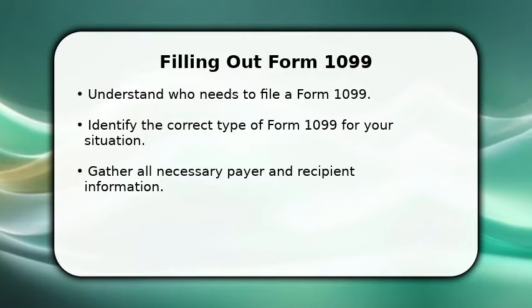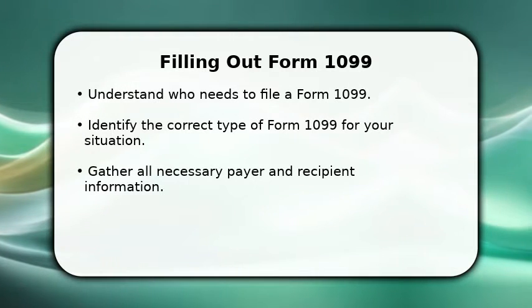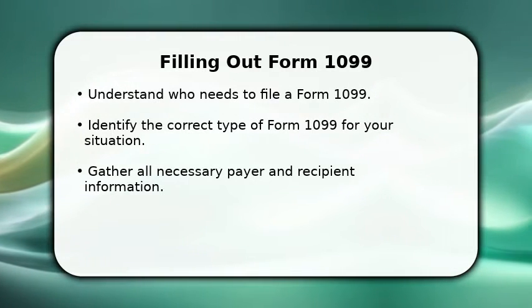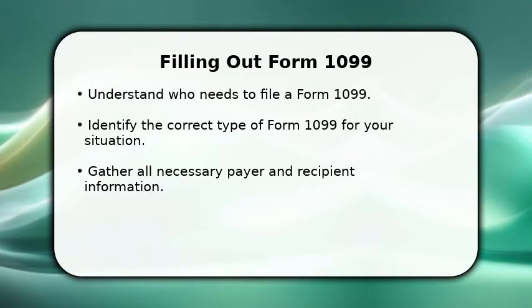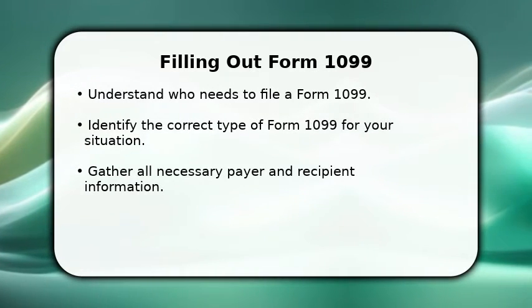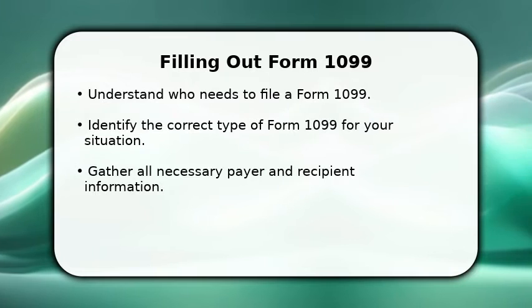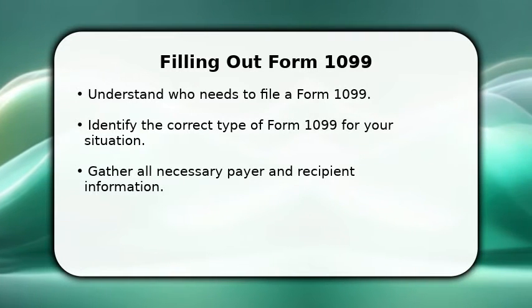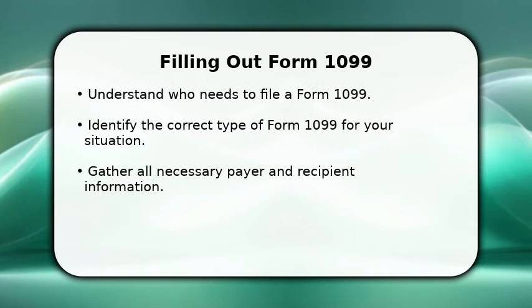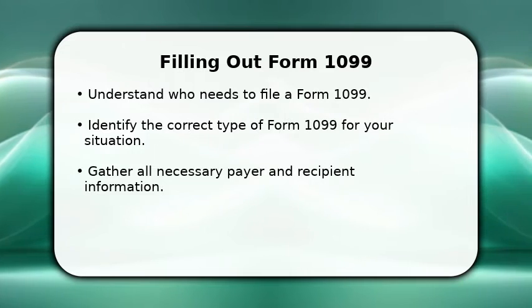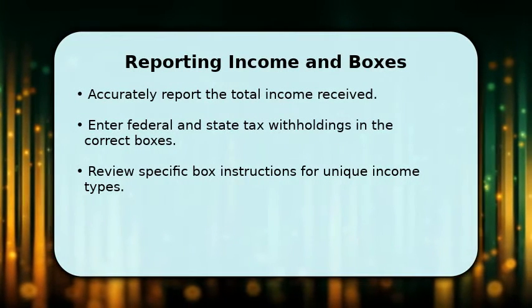Next, select the appropriate Form 1099, such as a 1099 NEC for non-employee compensation. Finally, collect all the necessary details for both the payer and the recipient, including names, addresses, and taxpayer identification numbers. Now, let's focus on the income details.